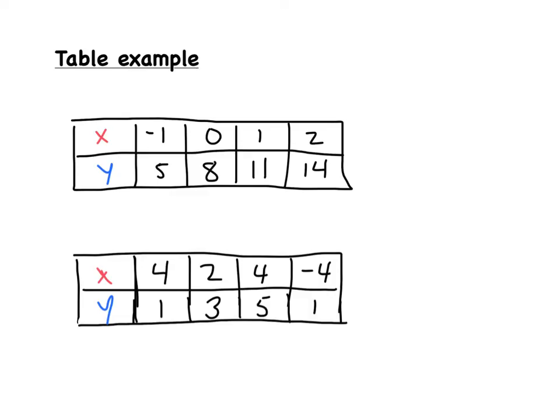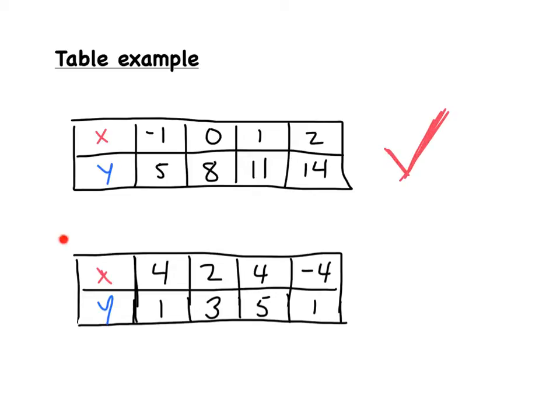Let's look at this table example. Let's look at the first one, this first table. So, remember, each x must be paired with exactly one y. So, we have a -1 pairs with 5, 0 pairs with 8, 1 pairs with 11, 2 pairs with 14. Realize that there is not a repeat number when it comes to the x's. So, in this case, this table is a function.